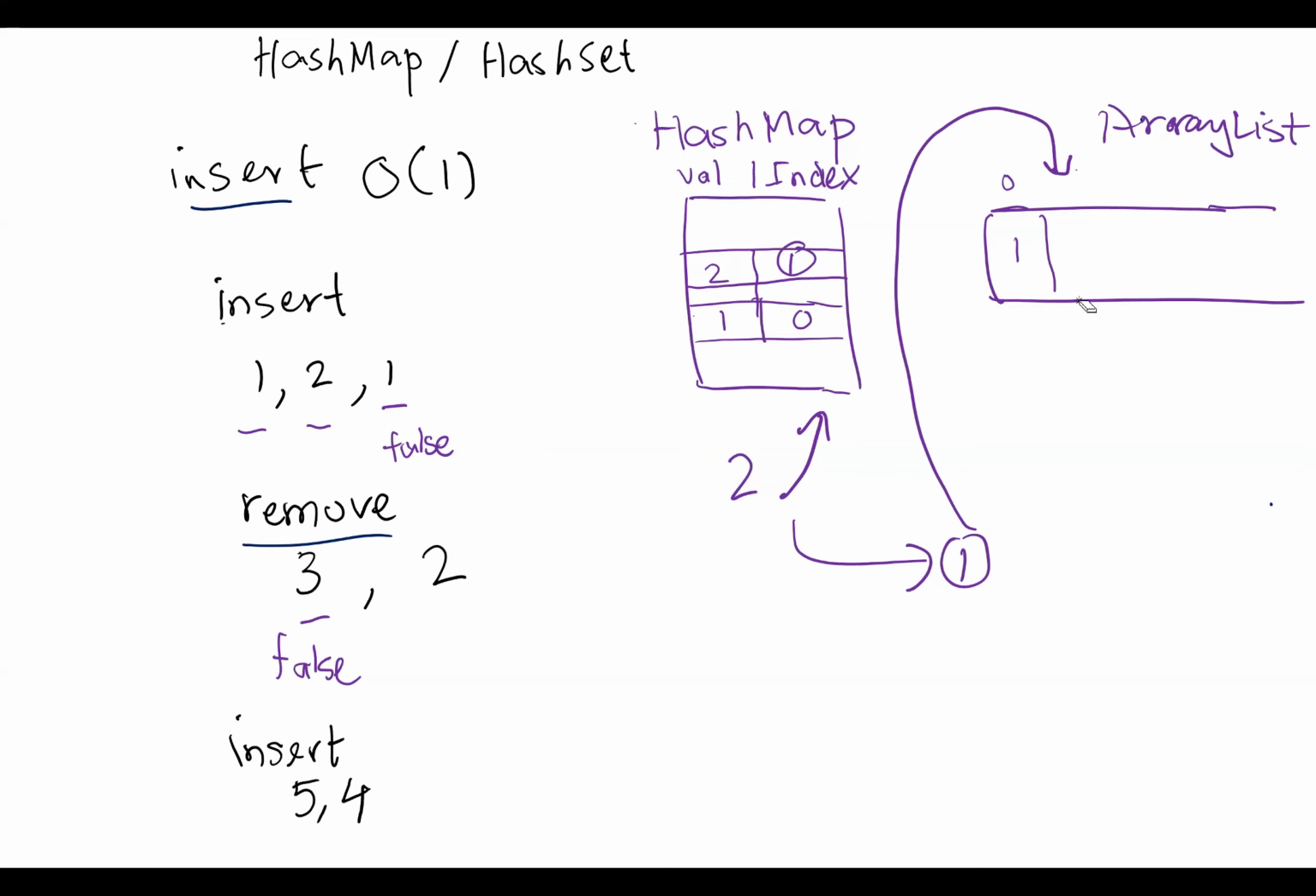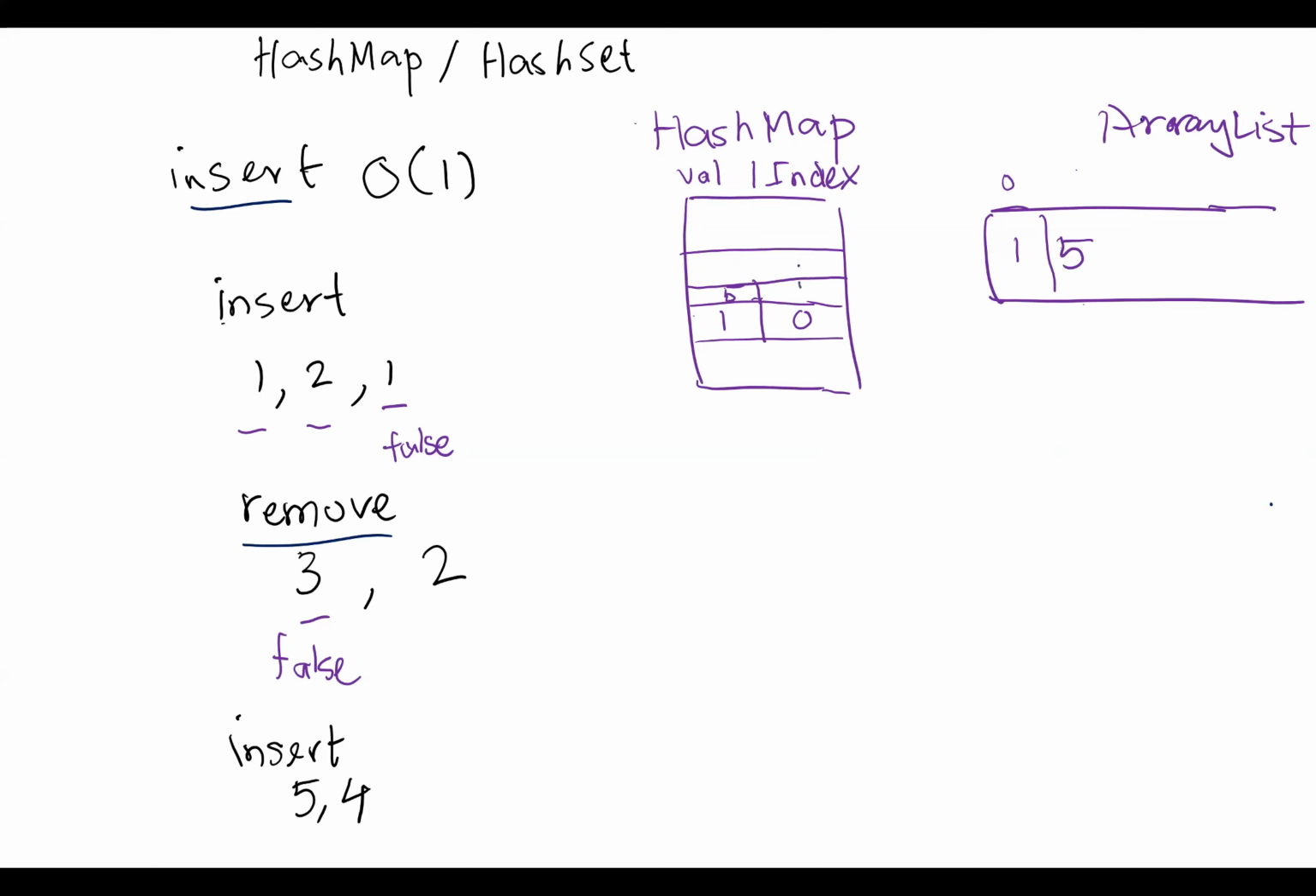Next, insert, say, 5. I check here, it's not here, so I add 5 here. Okay, so after deleting the 2, I also have to delete from here. So 5, let's say I add it, and then I put the index here. Next, I add 4. I just check here. I don't find it, so it's fine. So I add it here and add the entry here, 4 and say 2.